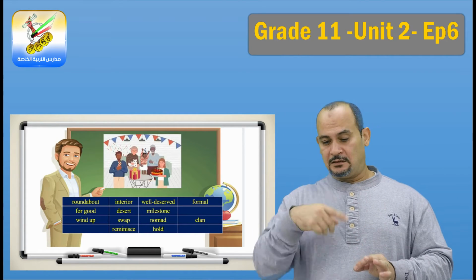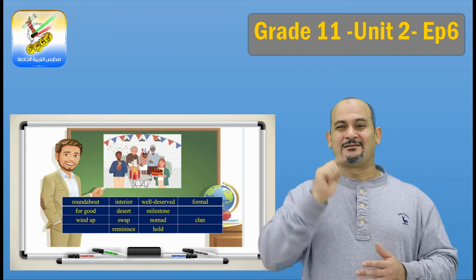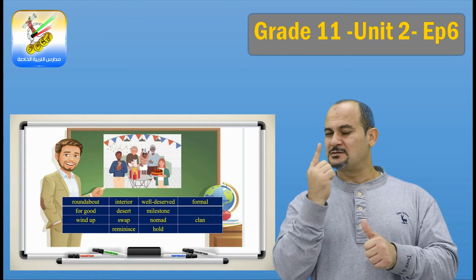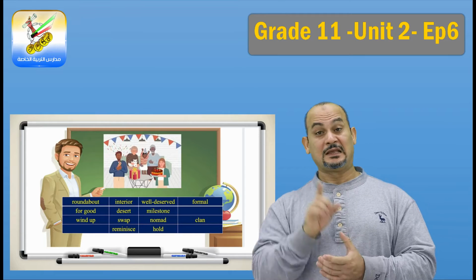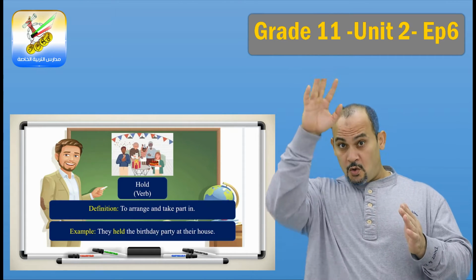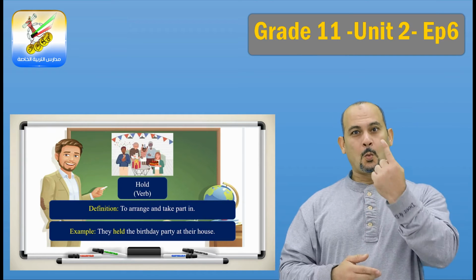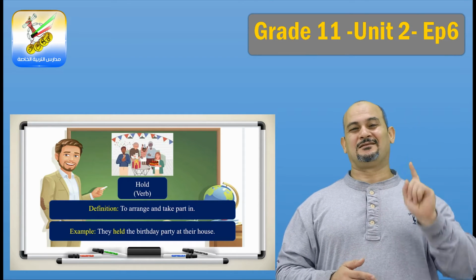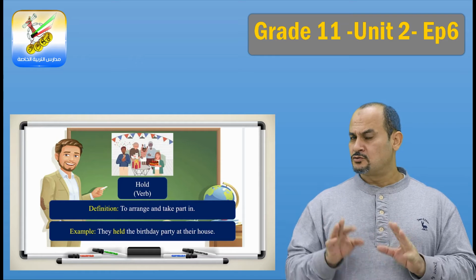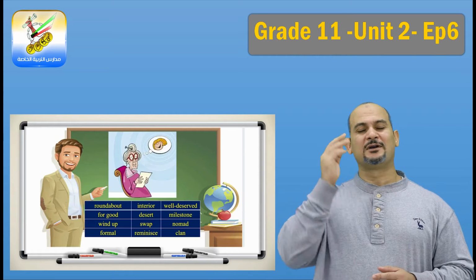Next, we'll have this picture. We have a cake and we have a family get together. They're also getting together. So they are having a party or something. So hold, it's a verb. It means to arrange and take part in. For example, they held the birthday party at their house. So it's about the place that they are having this party at. So let's go to the next one.